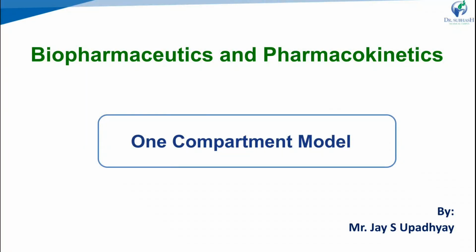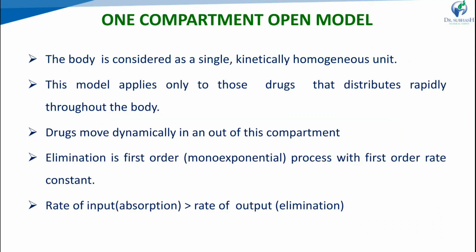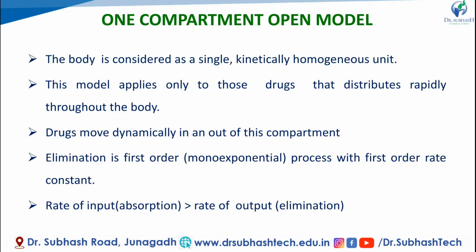Hello everyone. Today we are going to discuss the one compartment model. The one compartment model is the simple model that we see in pharmacokinetic modeling. It is based on the following assumptions. We consider the body as a single compartment, which is a kinetically homogeneous unit.